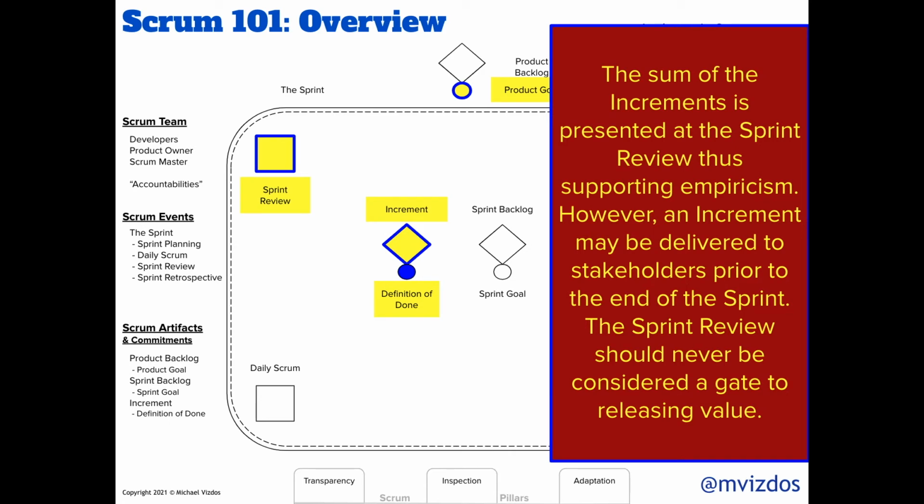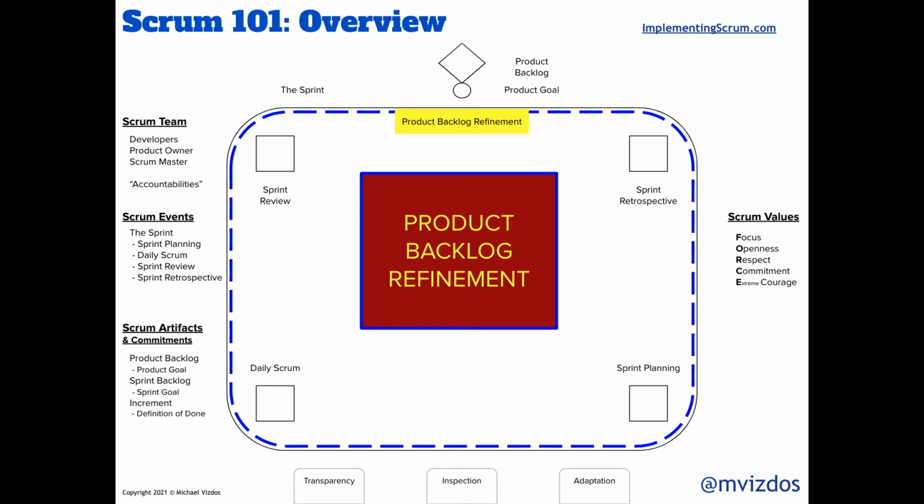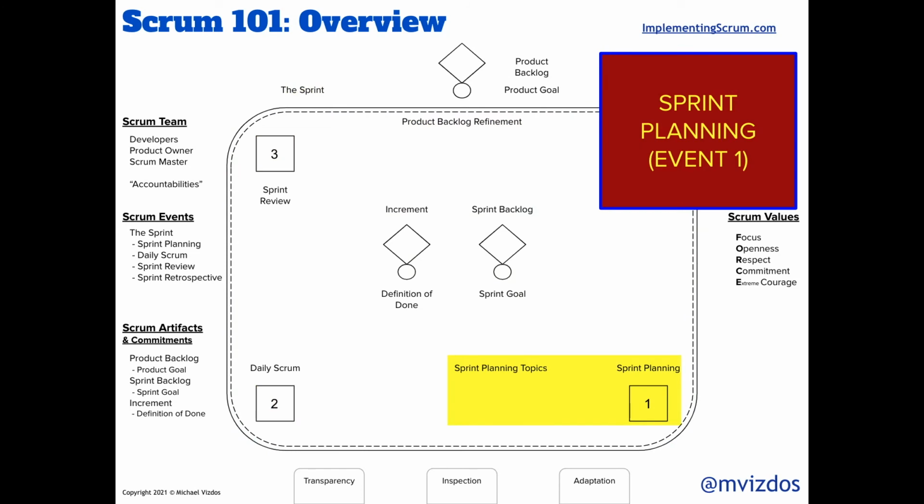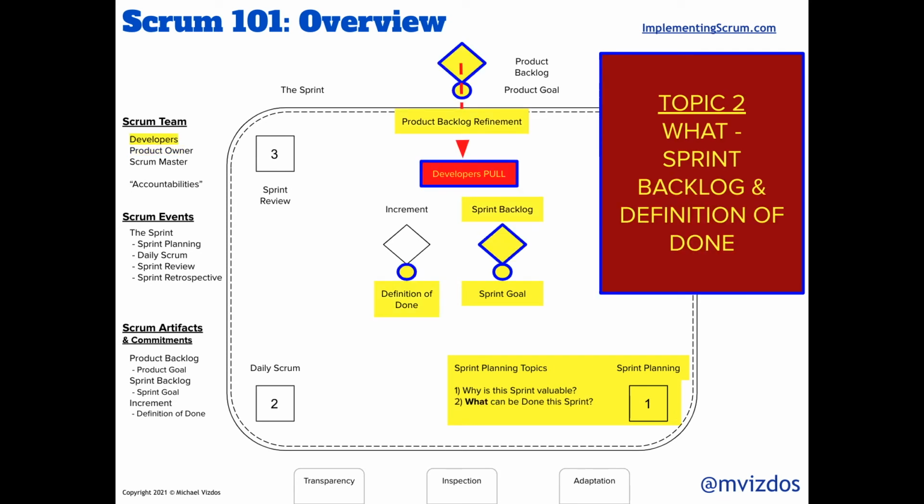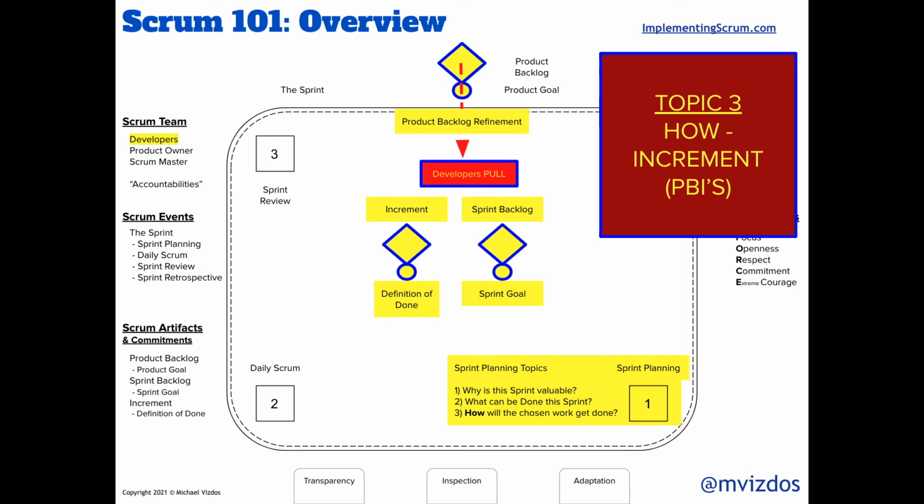However, an increment may be delivered to stakeholders prior to the end of the sprint. The sprint review should never be considered a gate to releasing value. You also can do product backlog refinement throughout the entire sprint. The order of events include sprint planning, where the product owner will talk about why this sprint is valuable. The developers will figure out what can be done in this sprint by pulling in the refined product backlog items that create the valuable sprint. The developers are also responsible to decide how the chosen work gets done.